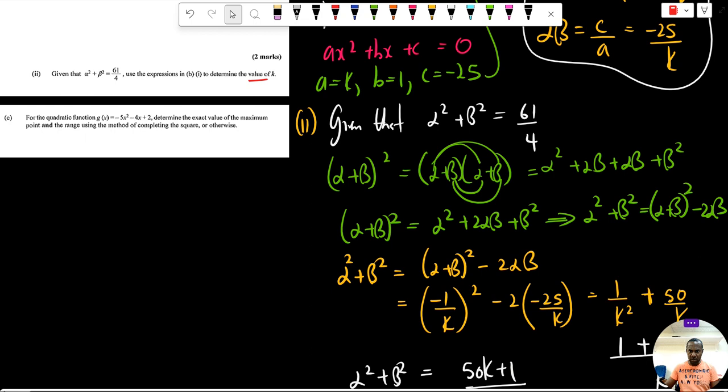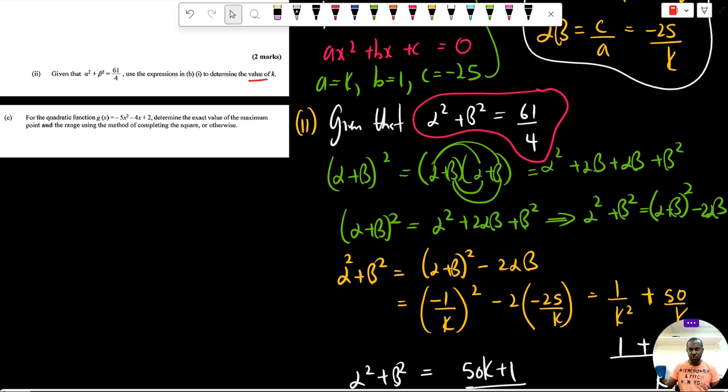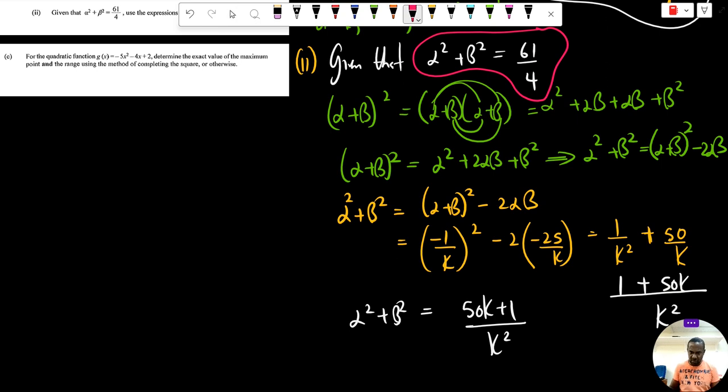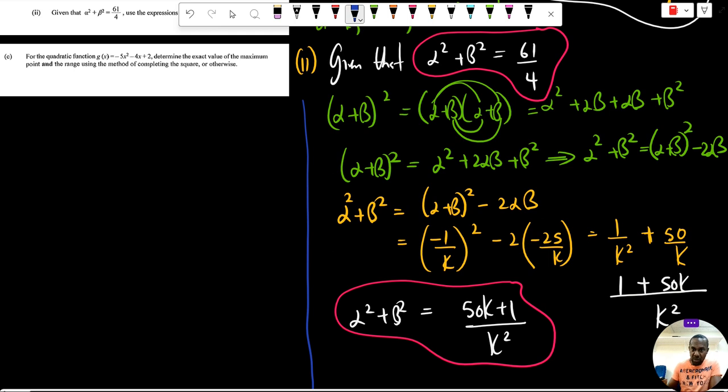Now let's go back to the information that we're given. So this is what we're given. We are given that alpha squared plus beta squared is equal to 61 over 4. And using the expressions we obtained from part B1, we have gotten that alpha squared plus beta squared is equal to 50k plus 1 over k squared. And therefore, what this means is that if we want to find the value of k, we must equate those. And so we come across here and we say that 50k plus 1 over k squared is equal to 61 over 4.